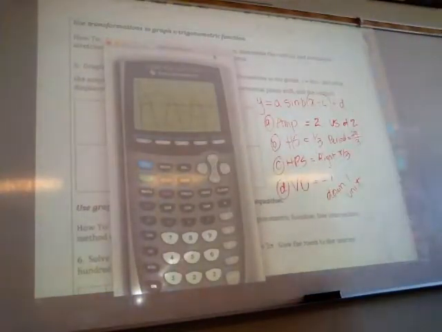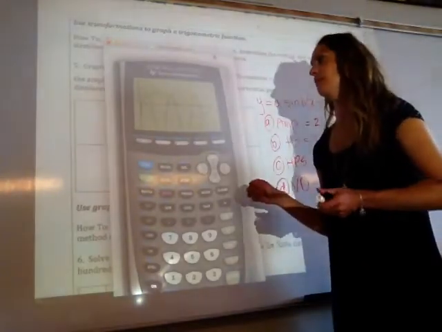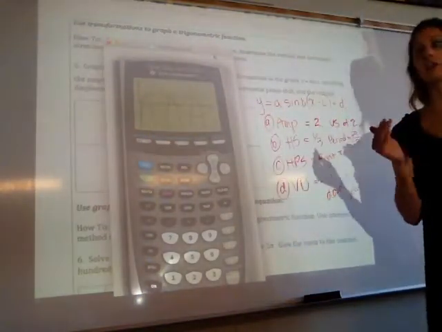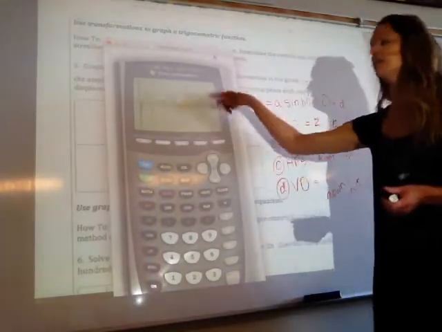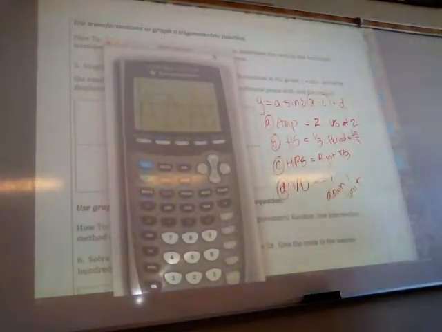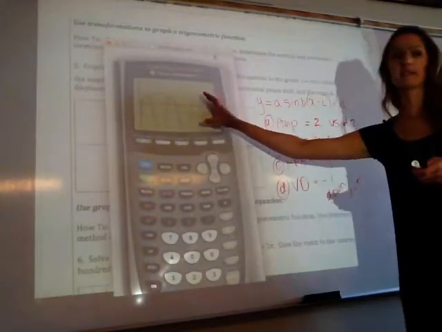How many more times frequent is it occurring? Well, 3 times as many, because it's compressed by a third. So that means within the same domain, it's going to occur 3 times as much. That also means that we're going to have 3 times as many solutions within that same domain.